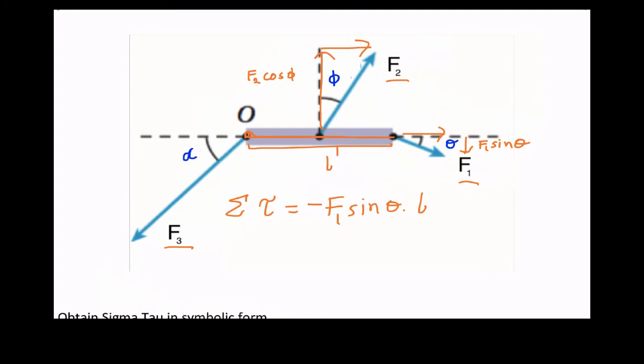For F2, it would be the component which is perpendicular. So F2 cosine of phi times the lever arm. Lever arm in this case is half of the length, so L over 2. Because this will tend to rotate it counterclockwise, I will put a positive sign here. There is no torque by F3, so that's the final expression.